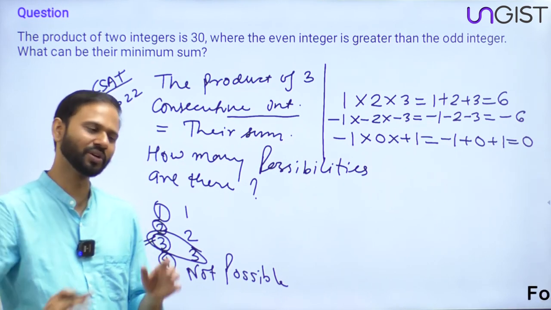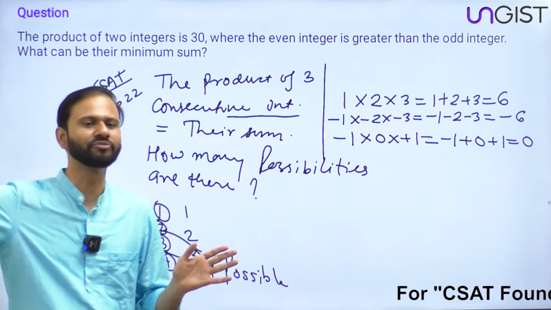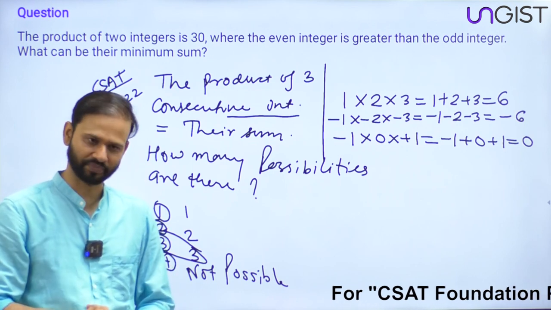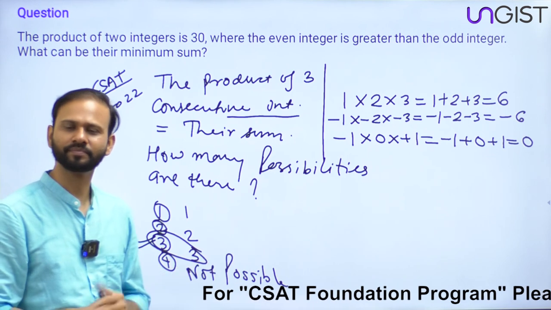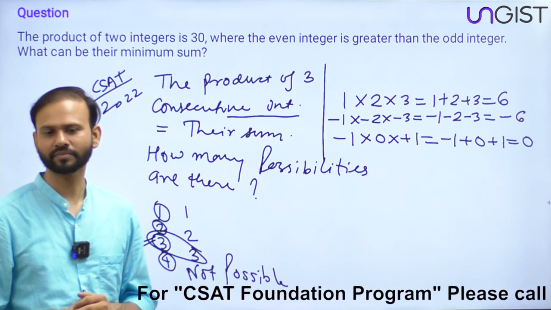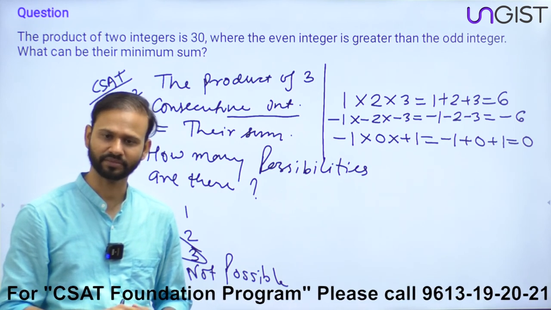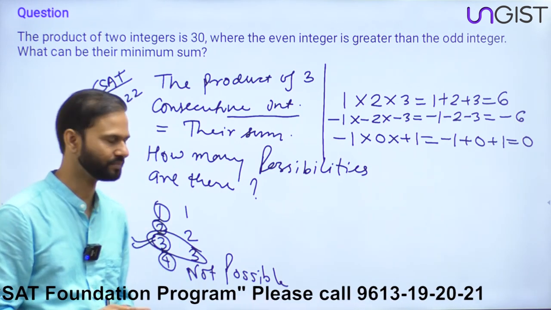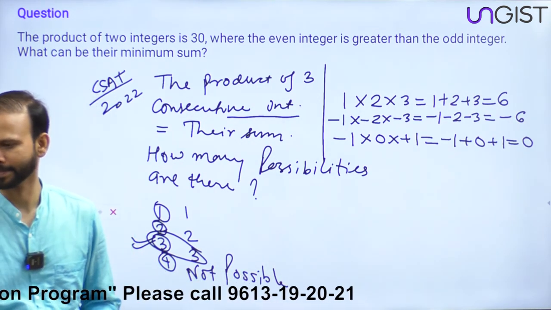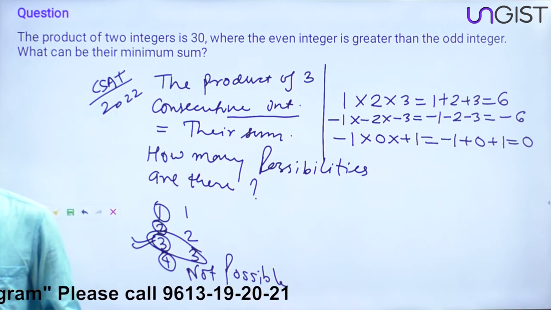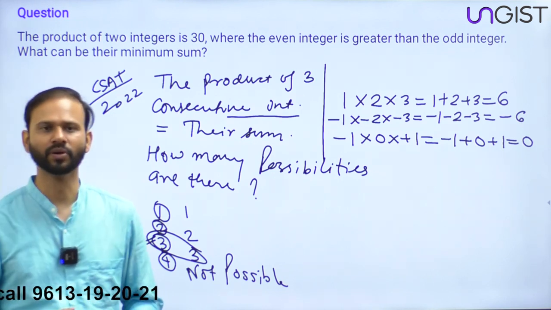Zero is not a whole number? Actually, the whole numbers are the set of zero plus natural numbers: 0, 1, 2, 3, 4, 5 up to infinity. This is the set of whole numbers. Okay, shall we move now? Yes, the word consecutive is important, sir. Consecutive word is important, yes. Correct. All of you, shall we move now? Everybody? All right, great.